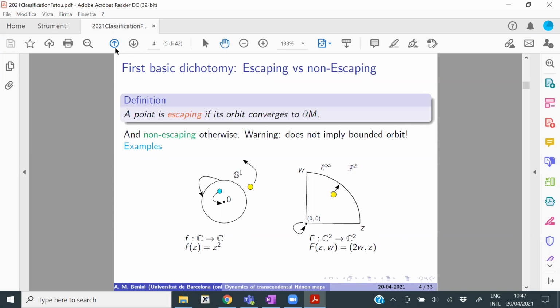In C2, let me just give you a simple example, because this is the example that we will take as a starting point for our construction of Baker domains. You look at this linear map from C2 to C2, which sends (z,w) to a swap. We need a swap because our basic Henon maps have a swap in the second coordinate, and you expand the first coordinate linearly by a factor 2. So (z,w) goes to (2w,z). Clearly, every point escapes except the point (0,0). Is it correct? Yes, sorry. As soon as one of the two coordinates is non-zero, the orbit will be escaping.